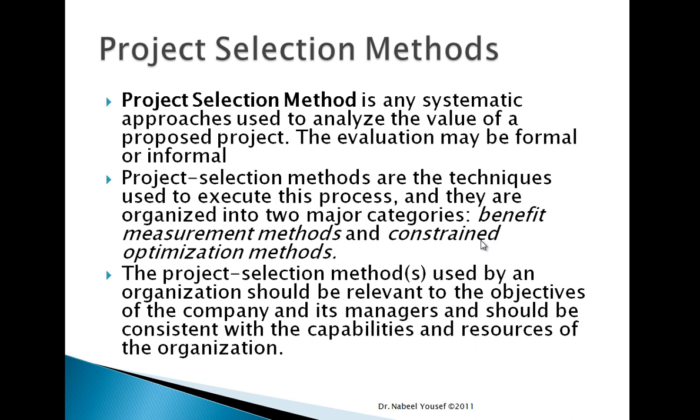Usually we have certain selection methods, which are techniques used to execute the process, and they are organized into two major categories. To look at the different projects and judge if it's a go or no go, I have to have certain measures to do that. The measures are under two main categories. One is benefit measure methods, and the other is constrained optimization methods.